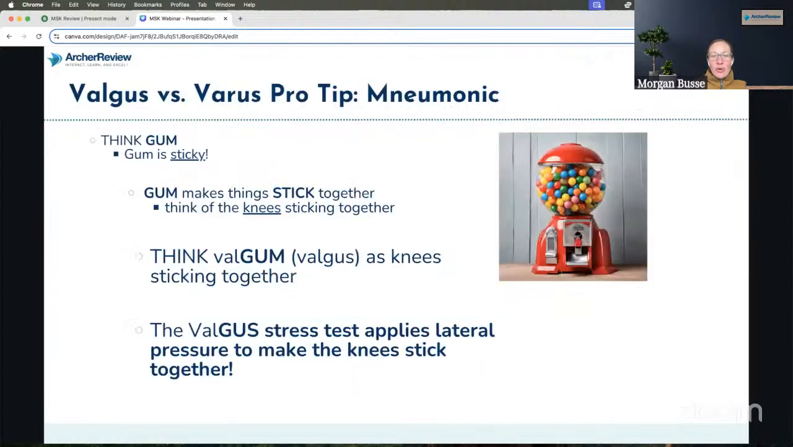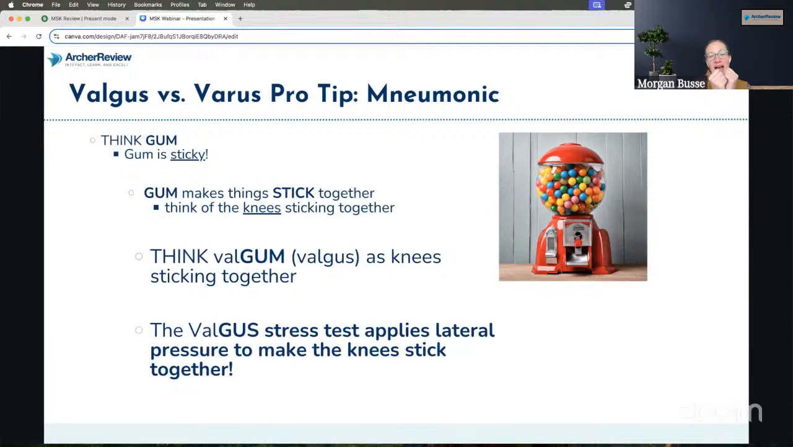Okay, so just a quick pro tip mnemonic here. Valgus and varus are terms we can apply anywhere, and all it's telling us is where pressure is being applied. You might have valgus knees or ankles, feet kind of coming inwards or going outwards. When I think of valgus, I think gum. Gum is sticky and it's going to make things stick together. So that's going to be your external force making your knees come together. Valgus, sticking together, gum.